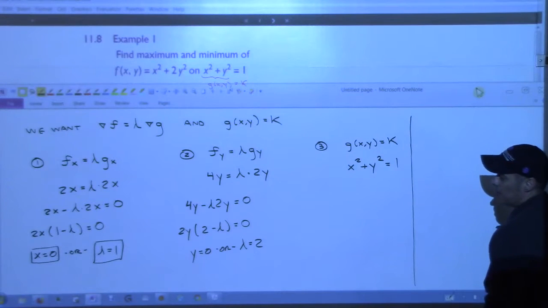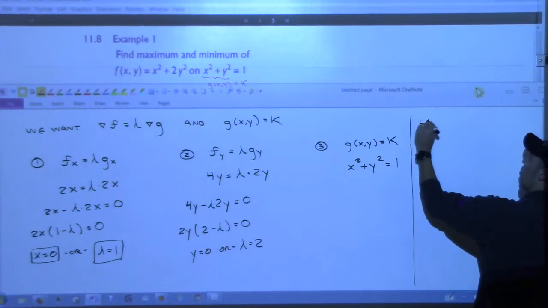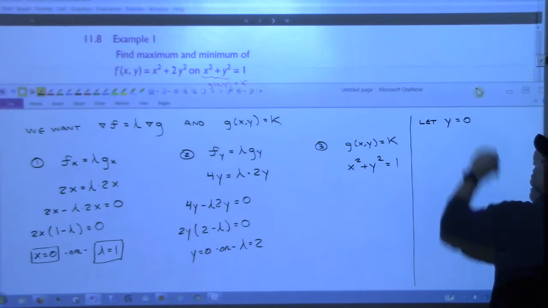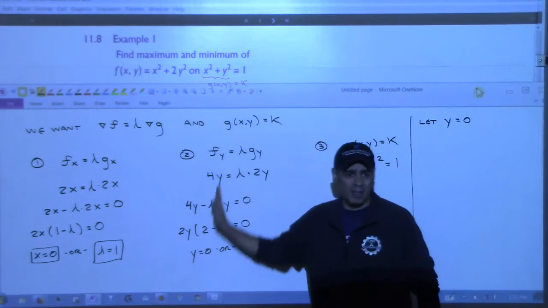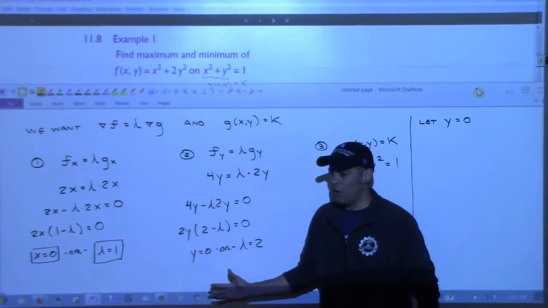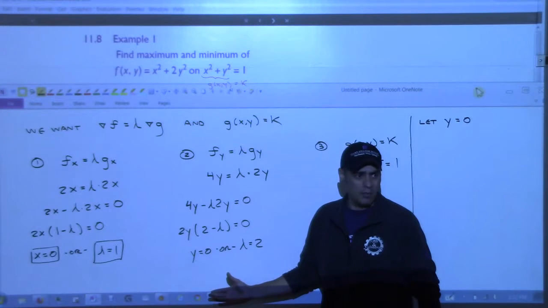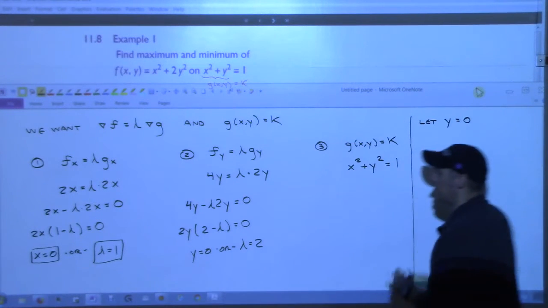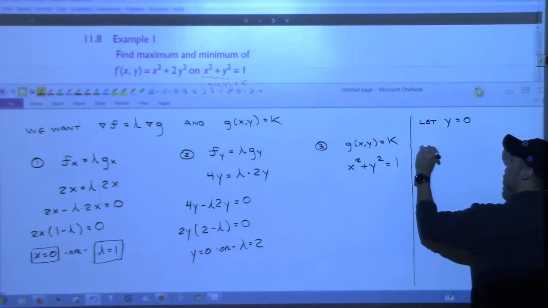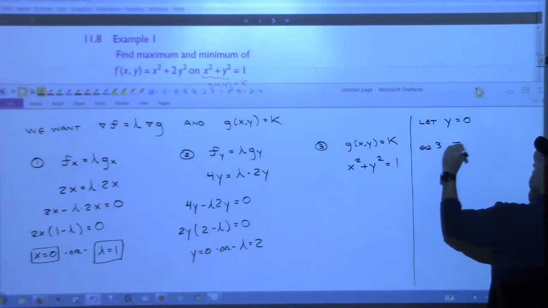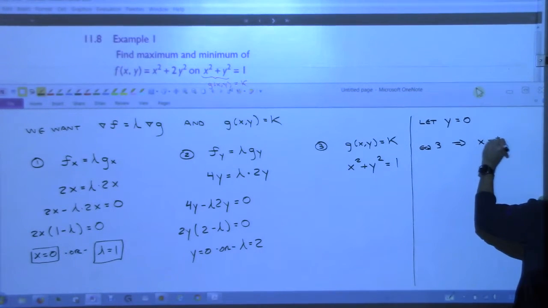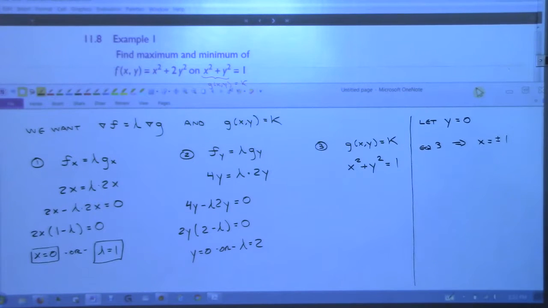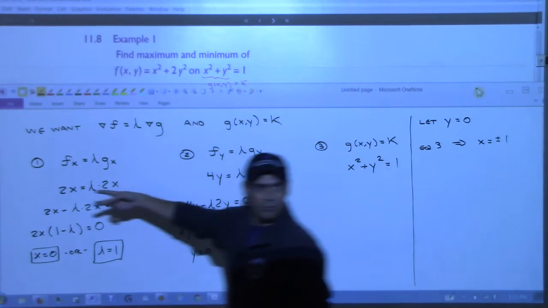What would be the next thing we need to look at? Let y be 0, right? So that means that equation 2 is satisfied. Now this is going to go fast because we've already looked at y equals 0, haven't we? If y is 0, equation 3 tells us that x has to be plus or minus 1. We've already done the work on that, right? And so aren't we back to those 2 points again?